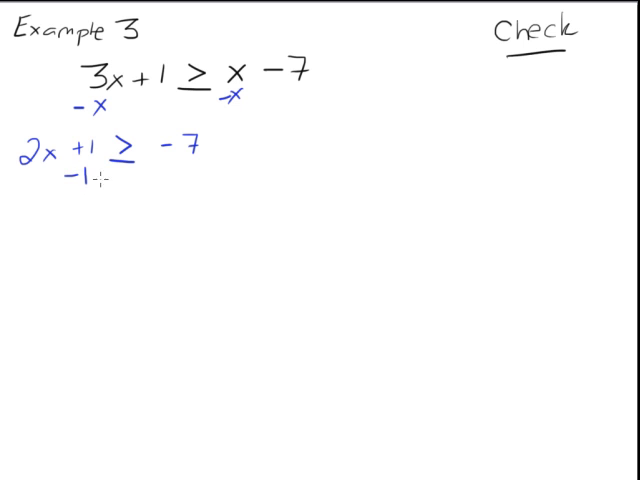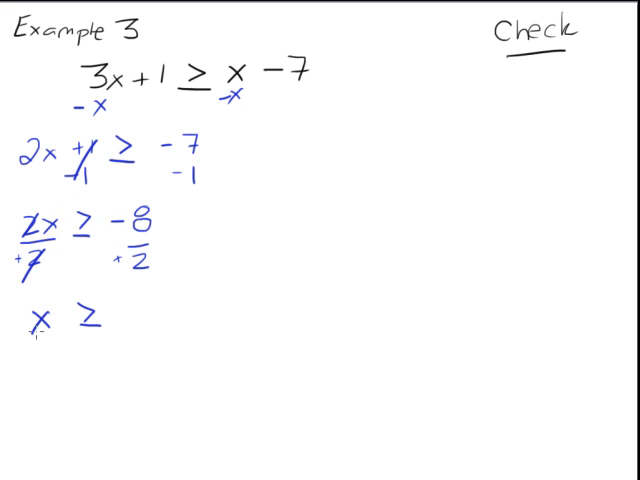Then I'm going to have negative 1 here and negative 1 here because I want to get rid of this plus 1, so that's why I subtracted. So I'm going to be left with just 2x greater than or equal to negative 7 minus 1, that's going to give me negative 8. Then I'm going to divide by 2 here and divide by 2 here. Since I'm dividing by a positive number, I'm not dividing by a negative number, I don't have to touch this guy. I will leave it as greater than or equal to.